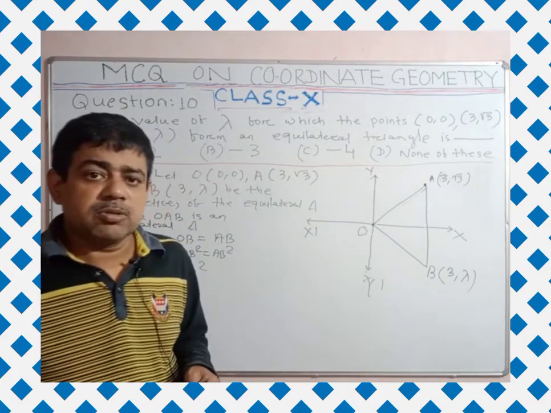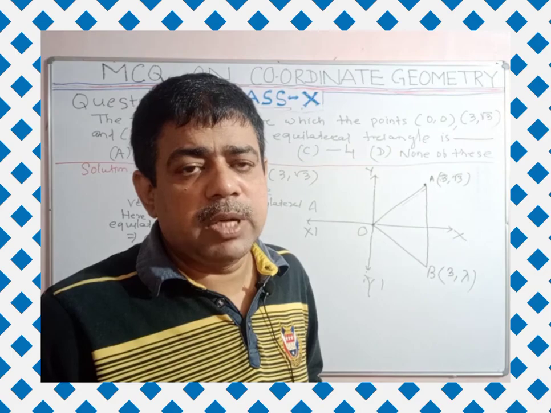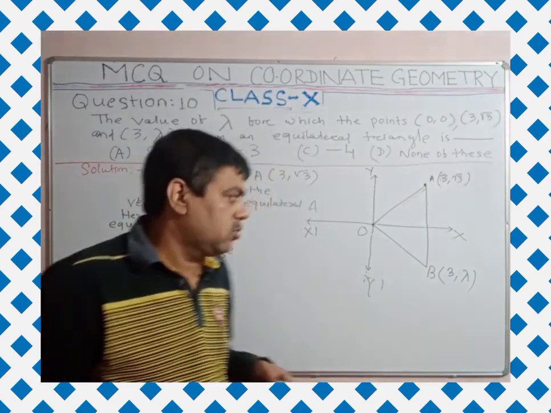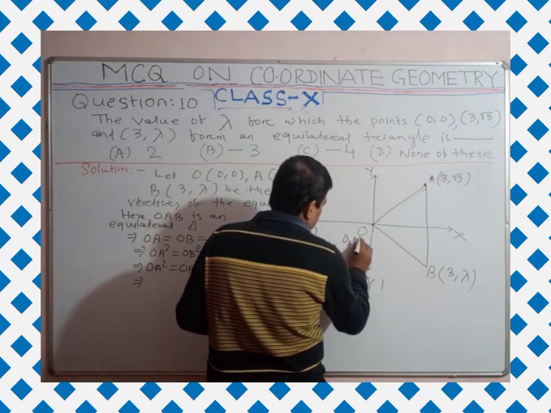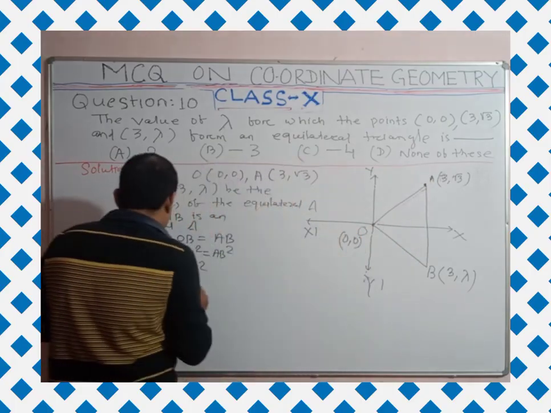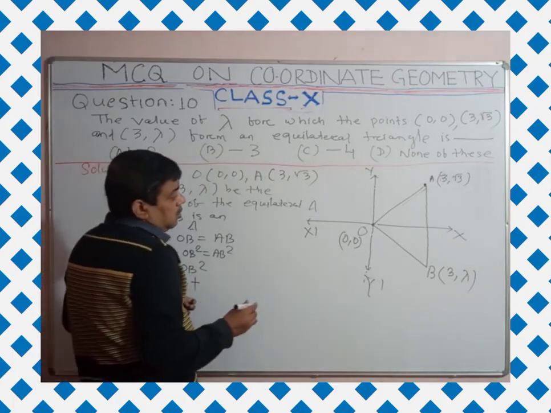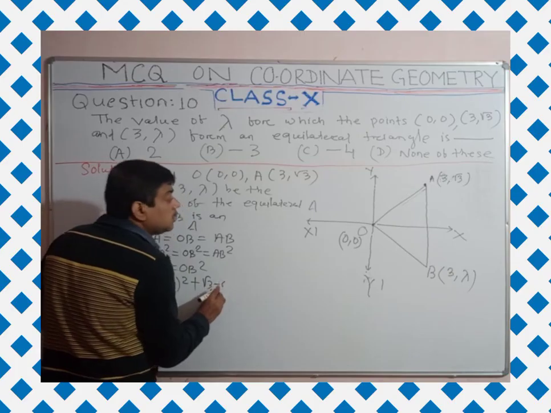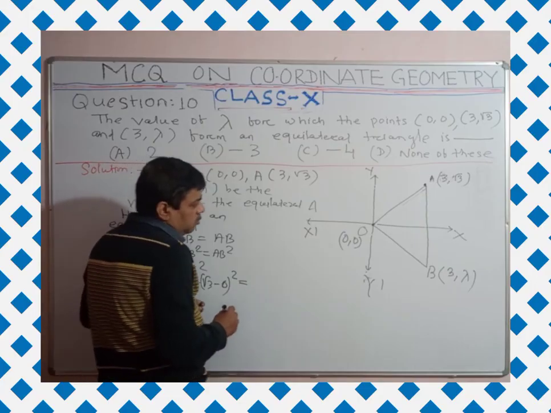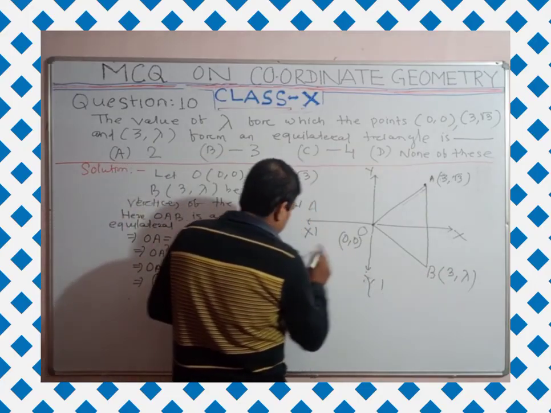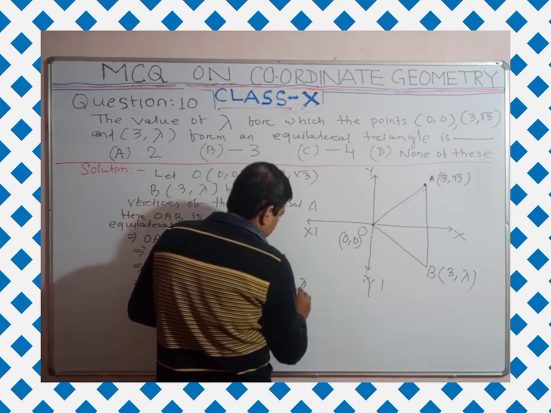The distance is the square root of x2 minus x1 whole square plus y2 minus y1 whole square. All of you know. So here for OA distance, I can use the O coordinate 0, 0, the origin. So 3 minus 0 whole square plus root 3 minus 0 whole square is equal to OB square. And OB square means, similarly, 3 minus 0 whole square plus lambda minus 0 whole square.